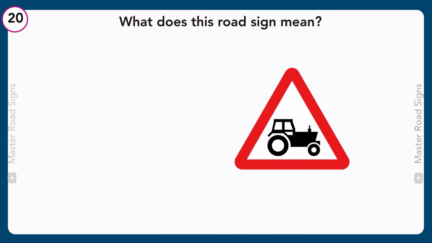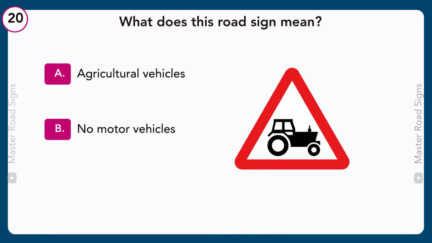What does this road sign mean? Option A, agricultural vehicles. Option B, no motor vehicles. Option C, truck route.